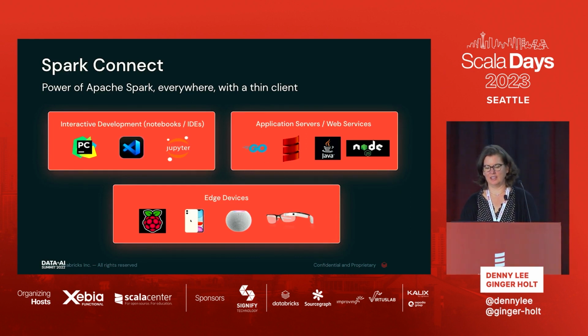So basically, with Spark Connect, you get the power of Apache Spark everywhere with a thin client. We can use it from all of these applications that we talked about earlier. So in summary, with a stable client-server protocol and thin client, Spark Connect opens up the possibility to embed the power of Spark everywhere. The thin client can run in devices with very limited compute power and leverage the backend Spark cluster in the cloud for heavy lifting.